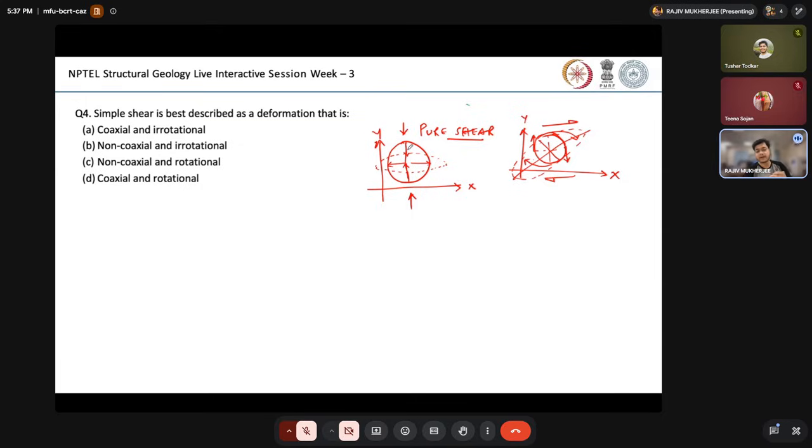Rather, however, non-coaxial deformation will of course involve rotation. Pure shear is coaxial and irrotational. Simple shear is non-coaxial and rotational. So in this logic, option C will be the correct answer.